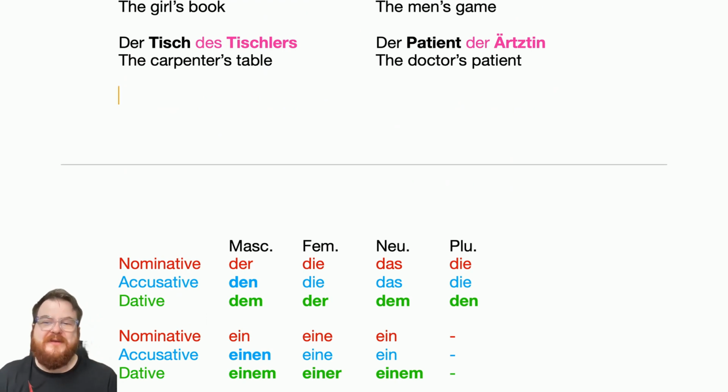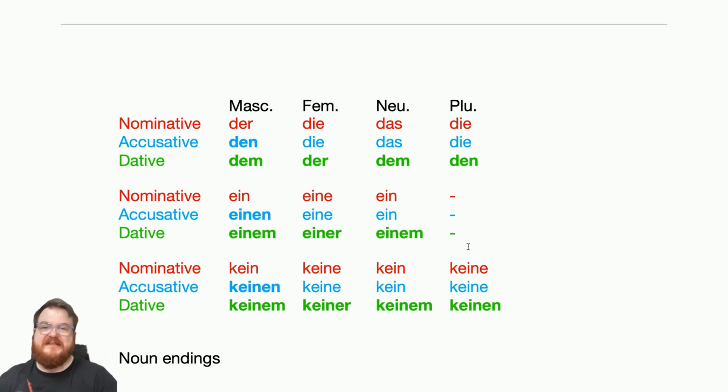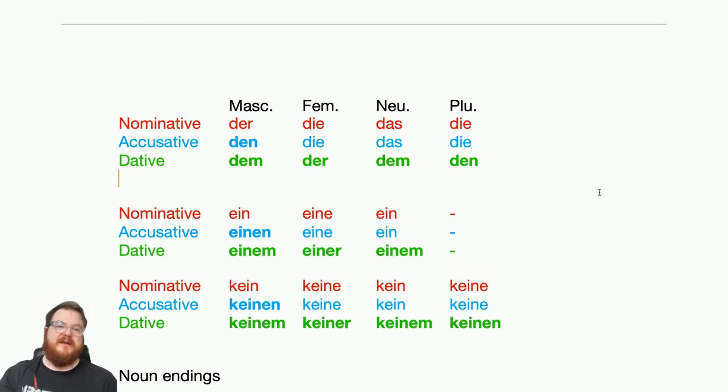Okay, let's scroll. Sehr gut. So, here are our definite articles. Nominative, we have der, die, das, die. Accusative, we have den, die, das, die. Dative, we have dem, der, dem, den. And remember, if they're bold, that's because they're different from the nominative form, the base form. Now we go into the genitive.